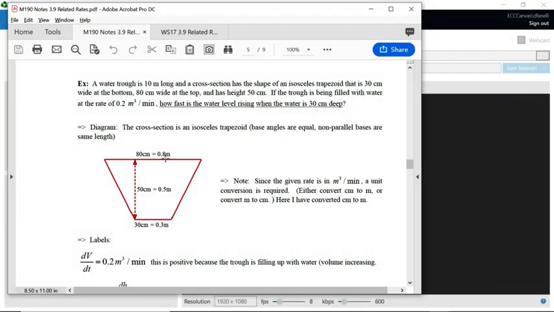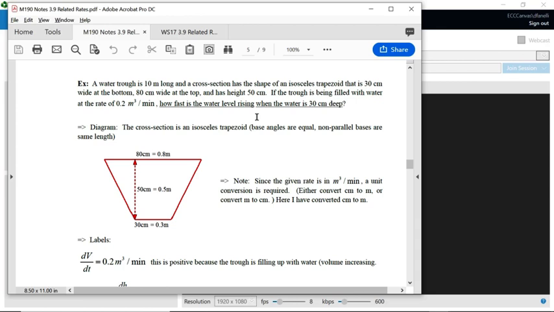Okay, so here's our diagram for the cross section. We imagine this is also stretching out by 10 meters. What are we told? The trough is being filled with water at the rate of 0.2 cubic meters per minute. So that's a change in volume with respect to time, where the volume is in meters cubed and the time is in minutes. How fast is the water level rising when the water is 30 centimeters deep?